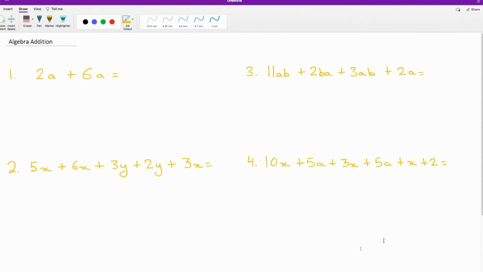Alright, hopefully you had an attempt at some of those questions. Let's go through them together. So starting with the first one, 2a plus 6a. So first, let's understand, are these like terms? So we can see that they both have the presence of a, and they're both raised to the same power as well, being the power of 1. So in this case, they're both like terms.